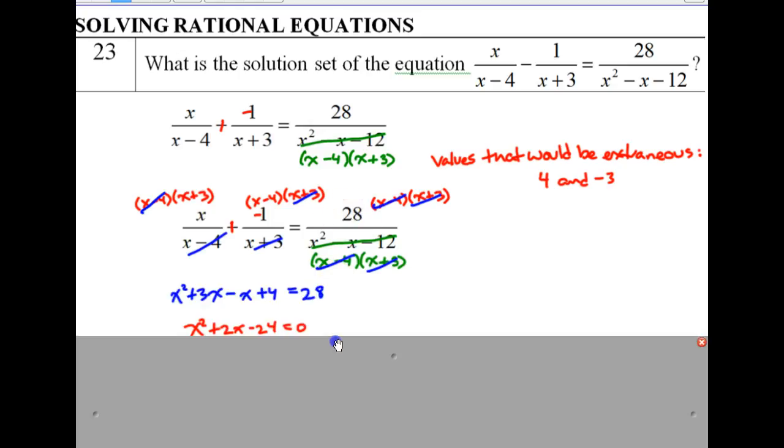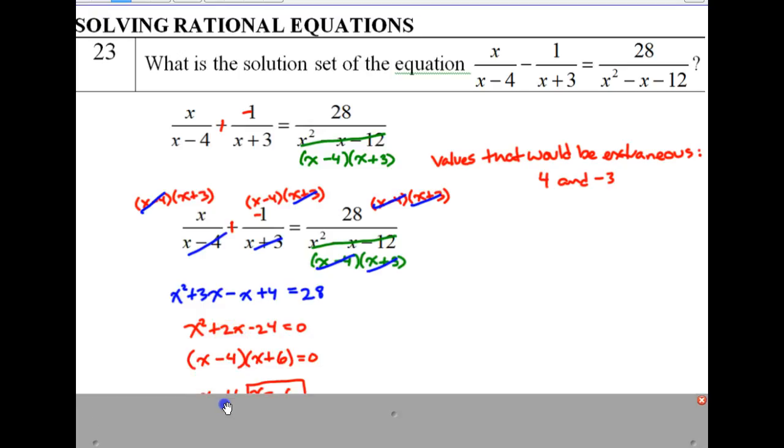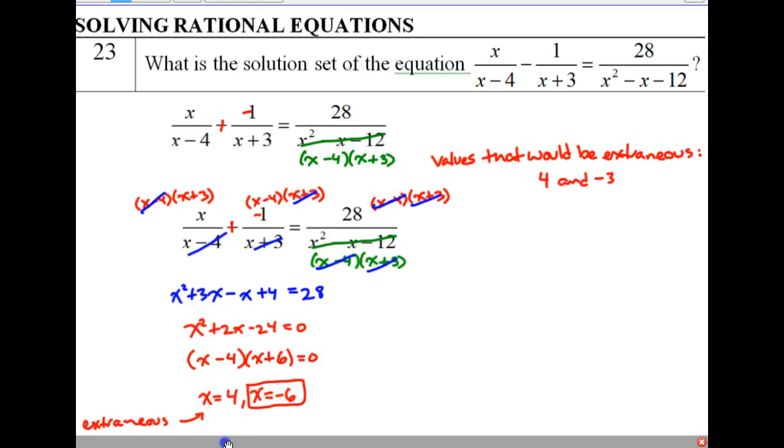Let's rewrite what's left. Okay. Got an x squared plus 3x minus x plus 4 equals 28. Get everything on the left side. Let's factor and solve. Factorization, solve, but of course 4 was something we listed up top. We said if we get that, that's going to be a problem. It's going to be 4 minus 4 on the bottom. Don't include it. So we won't.